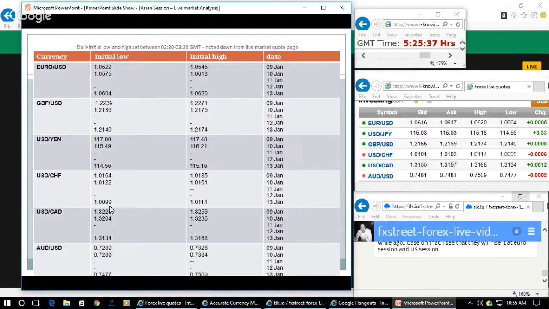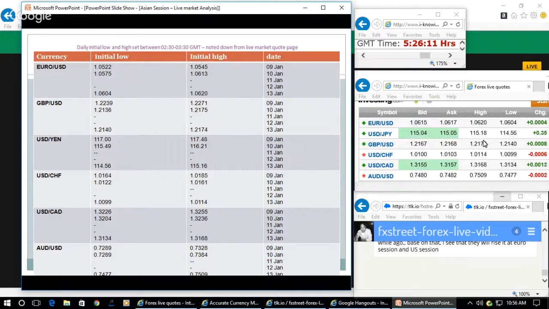In USD CHF, 1.0099 is the low and 1.0114 is the high; they have not breached the low or the high. And Canadian dollar, 1.3134 and 1.3168 are the low and the high; they have not breached it. Then Australian dollar, 74.77 is the low and 75.09 is the high; they have not breached it. So excepting yen, all of the currencies have not breached the low or the high.